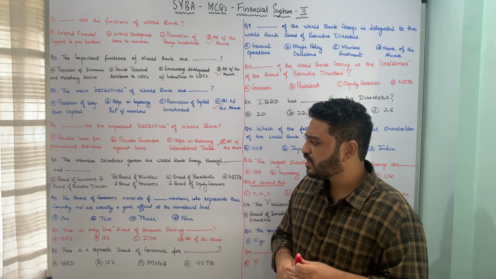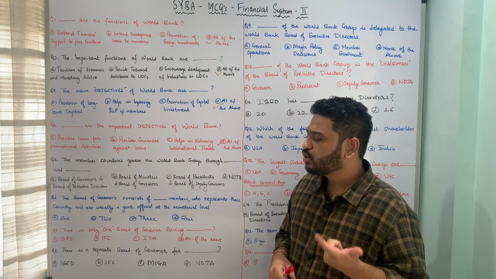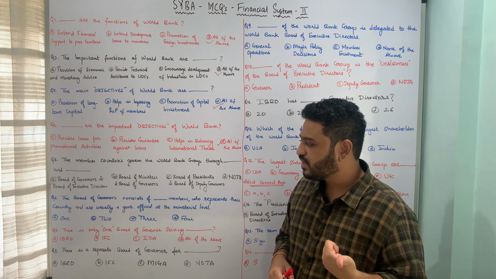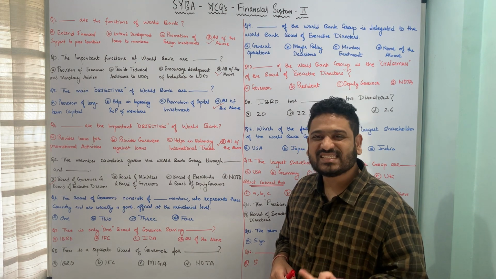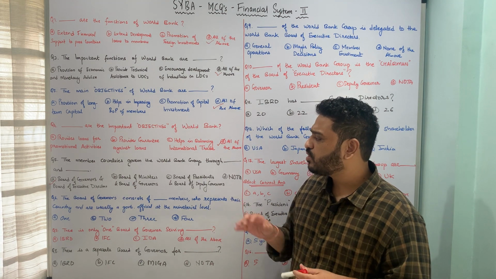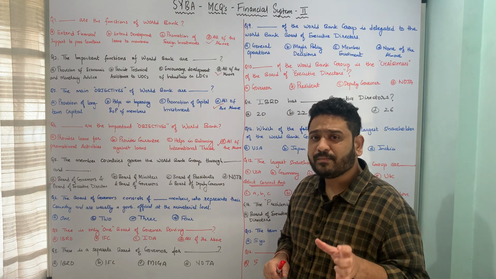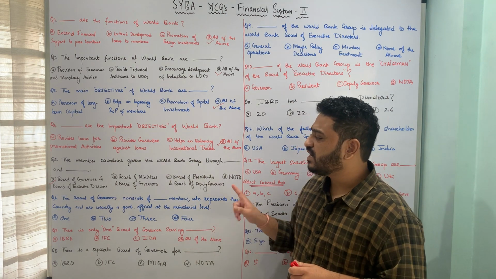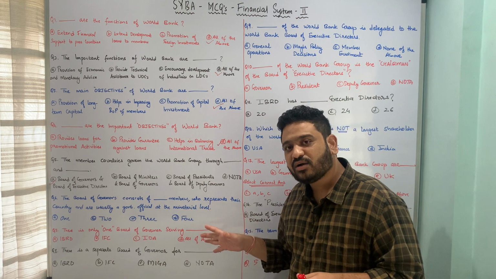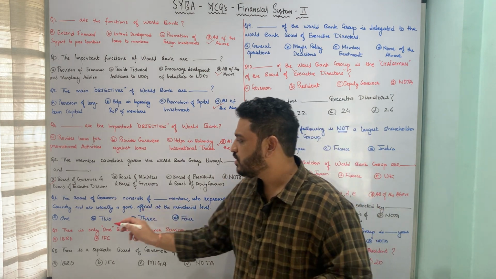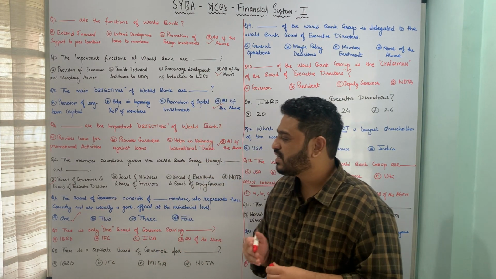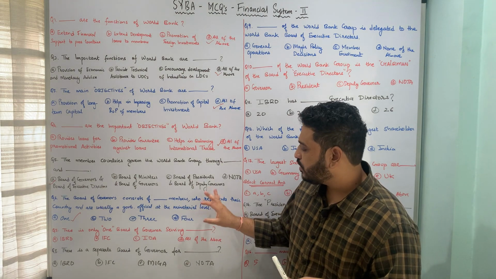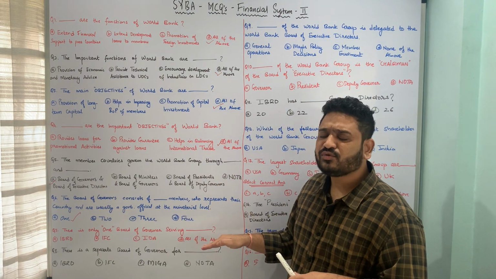And let us look at the underlying options. It is 1, 2, 3 and 4. That means A is 1, B is 2, C is 3 and D is 4. So here the Board of Governors consists of one member who represents their country and are usually a government official at the ministerial level. So here option A, 1, is the correct answer to this particular question. I hope the question is clear. Let us now move to the next one.